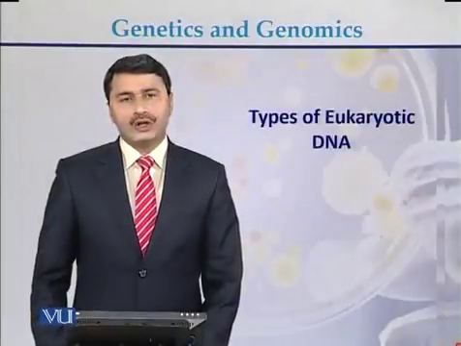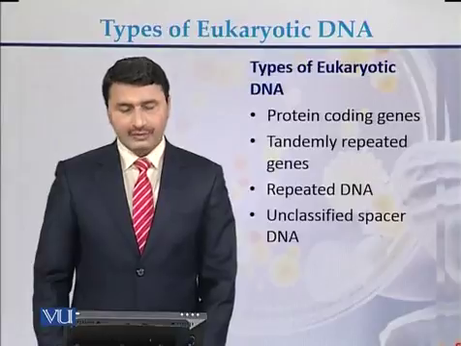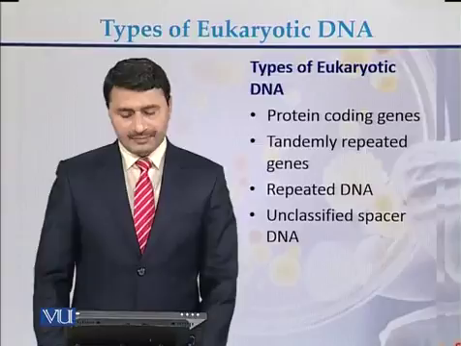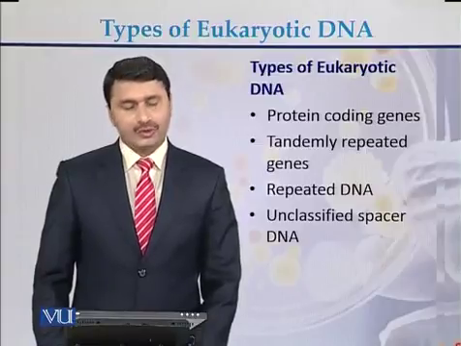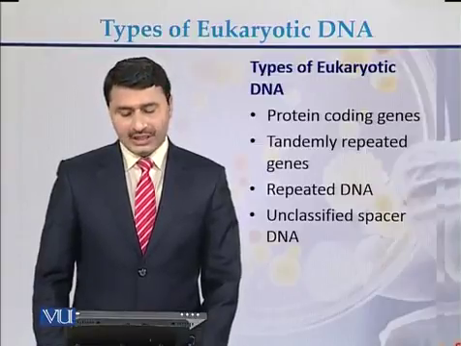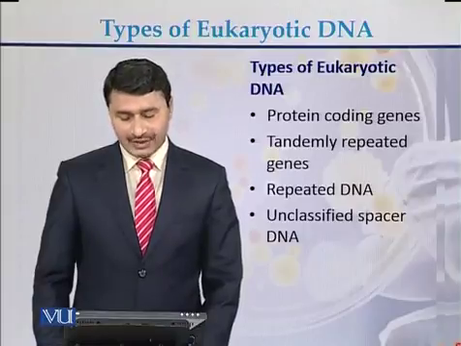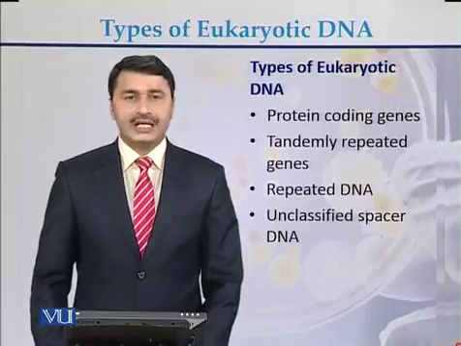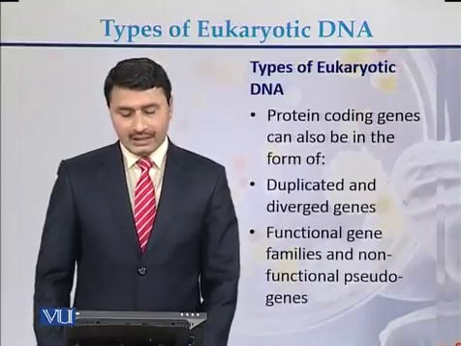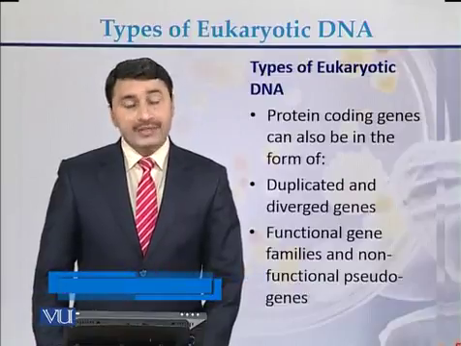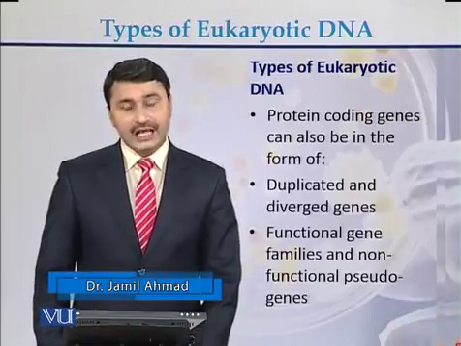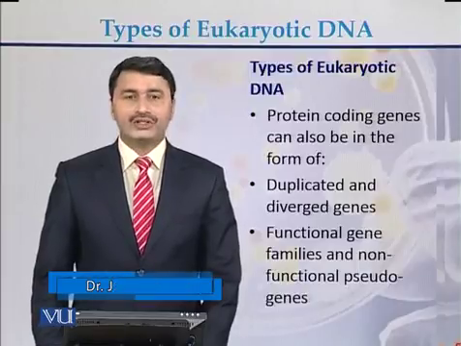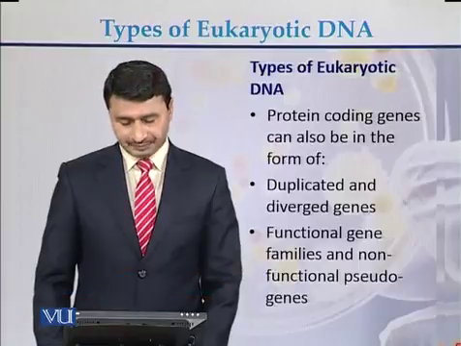Types of eukaryotic DNA. There are different types of eukaryotic DNA. It can be in the form of protein coding genes, randomly repeated genes, repeated DNA, and unclassified spacer DNA. Protein coding genes can be in the form of duplicated and diverse genes, functional gene families, and non-functional pseudogene families.